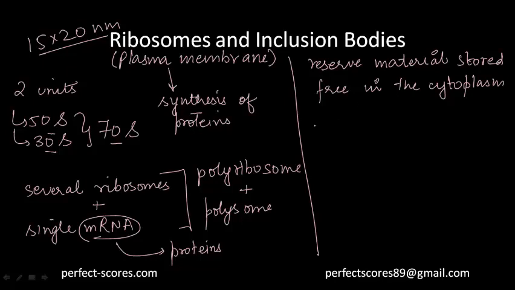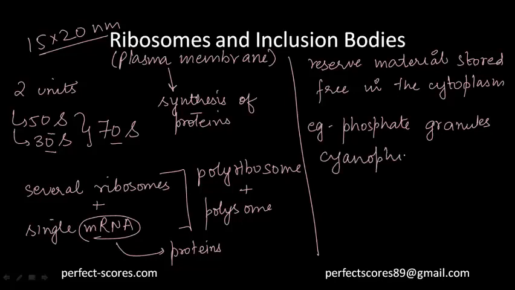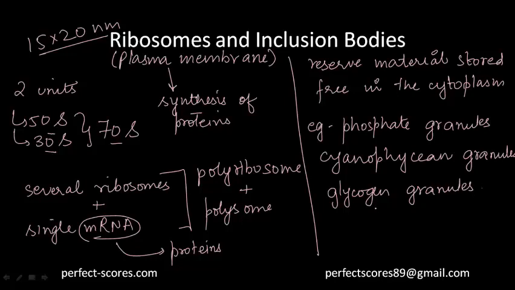Some examples are phosphate granules, cyanophycin granules, and glycogen granules. And then sometimes gas vacuoles are also found. So these are some examples of the reserve materials that are stored in the form of inclusion bodies.